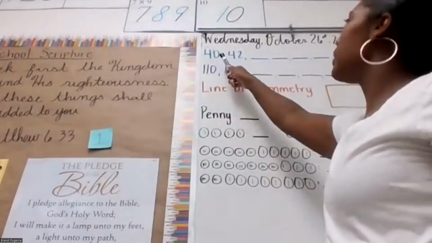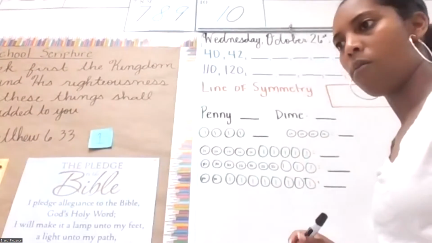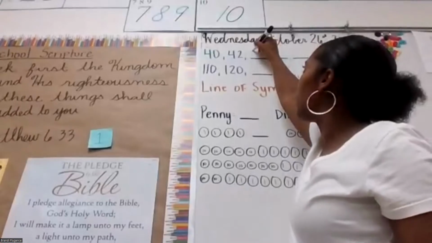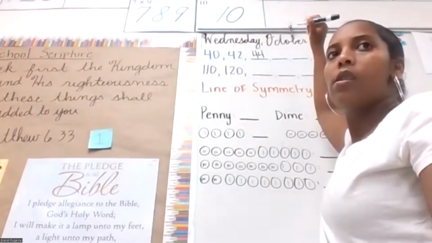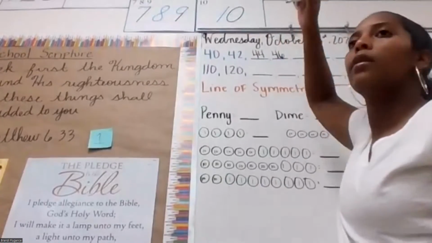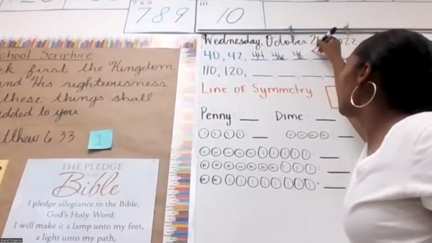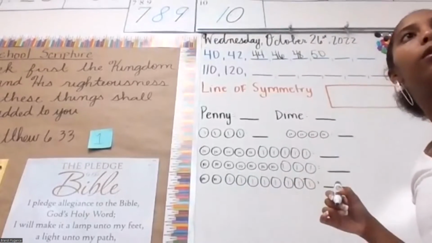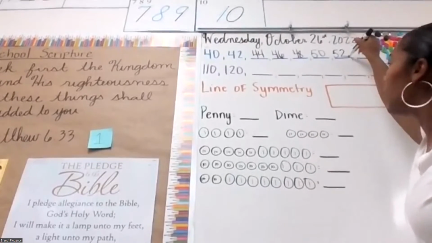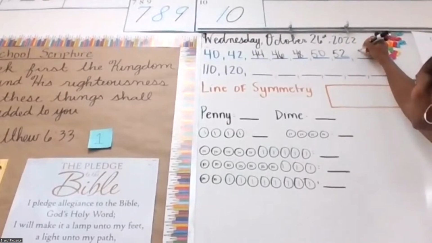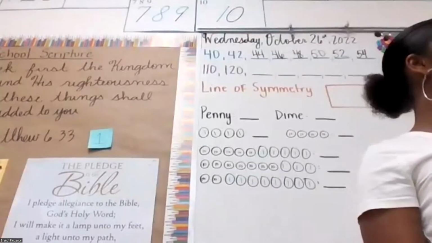All right, let's go ahead and count by 2. So we have 40, 42, 44, 46, 48. And what will be my next one after 48? 50. Remember the pattern starts over. 50, 52. And then our last one will be 54. Good.